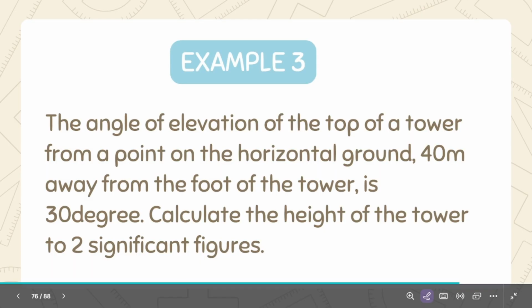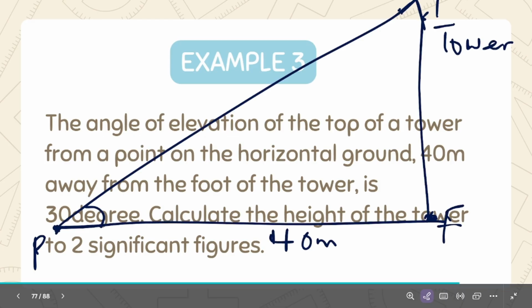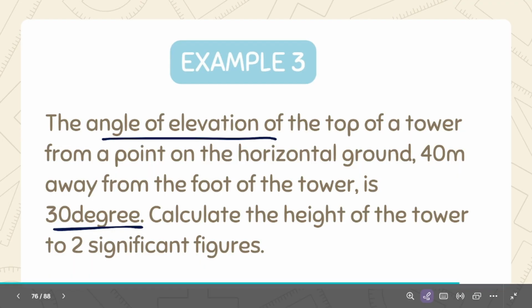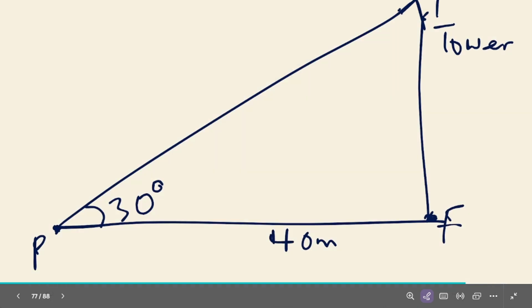Then the angle of elevation, because that is what we are talking about, is 30 degrees. So here is 30 degrees. You can see the way I'm solving, I'm drawing the diagram by following the question one after the other. That's how you do it. So calculate the height of the tower to two significant figures. The height of the tower is here. You can call it H.